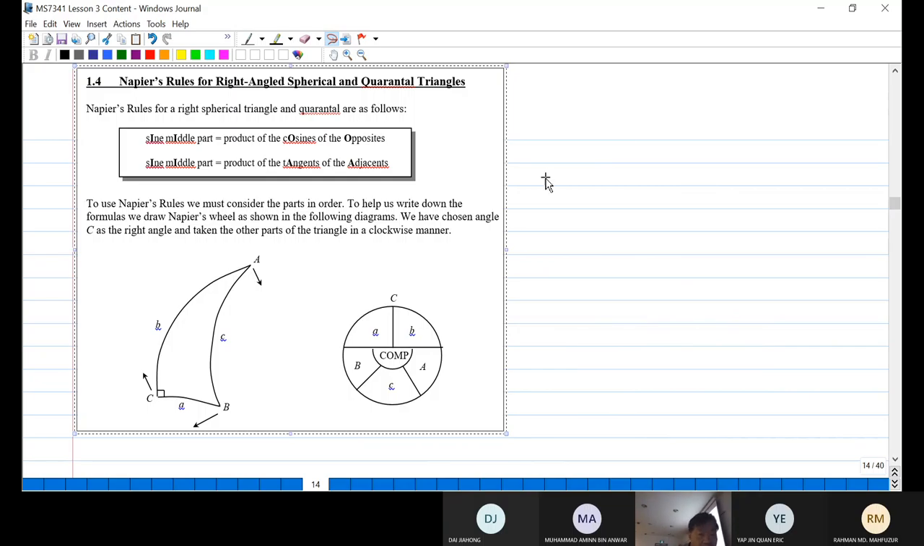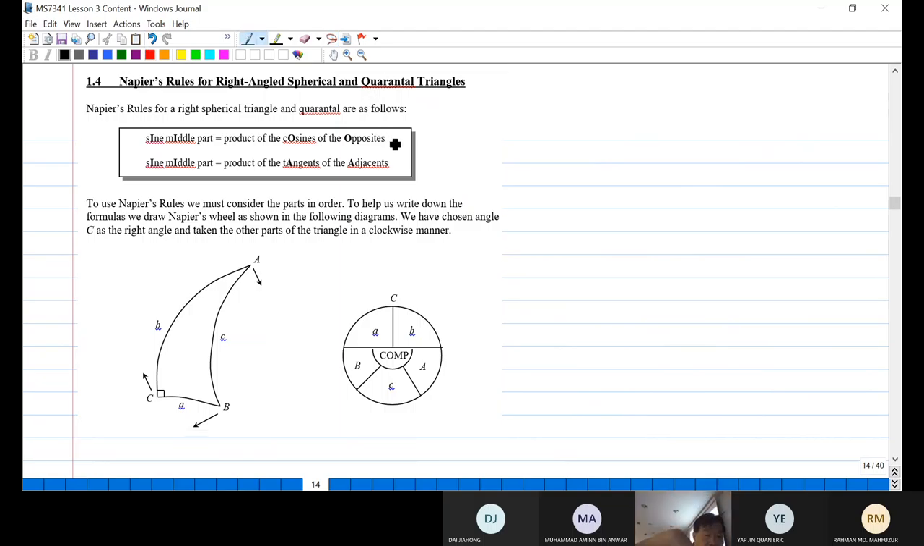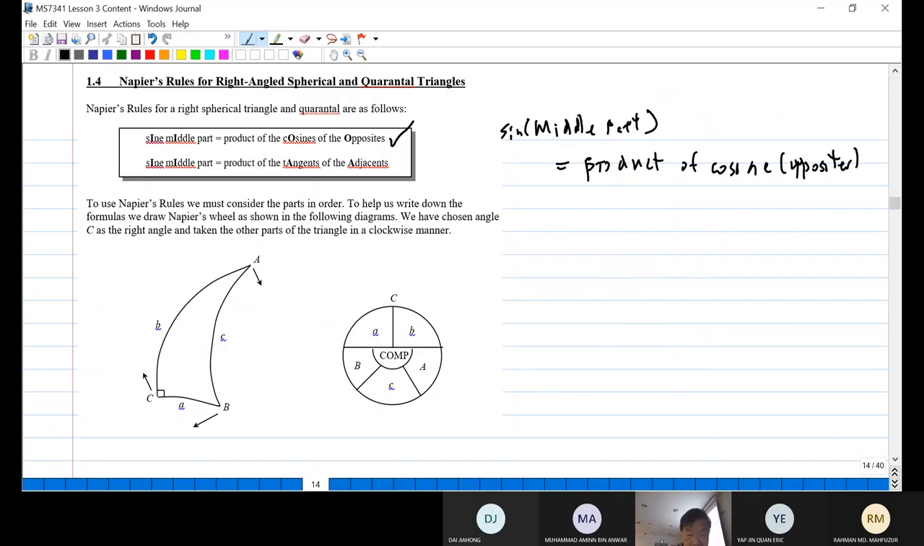So let me explain what the first formula is about. I have a Napier's view drawn on the side there. This first formula says sine of middle part is the product of cosine of the opposites. So if you write down sine of middle part, this is equal to the product of cosine of the opposite. So what does it mean?